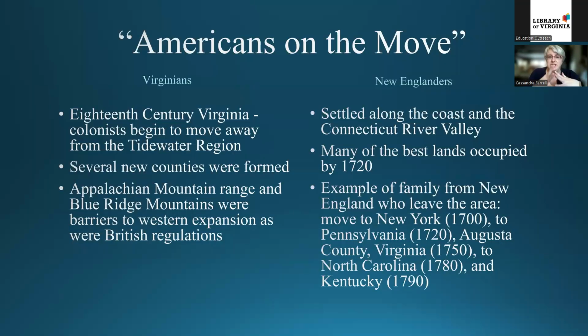By 1720 in New England, many of the best lands have been occupied, and you find a lot of families who leave. The migration pattern for a family from New England that does decide to leave might look something like, okay, we leave New England, we move down to New York. 20 years later, the family decides to move to Pennsylvania. They continue to move further south into Virginia, and then they move into North Carolina before going into Kentucky.